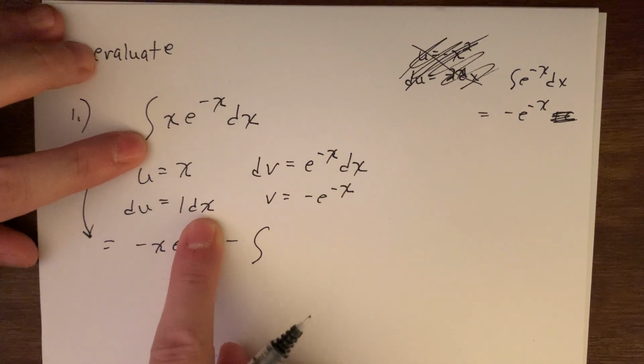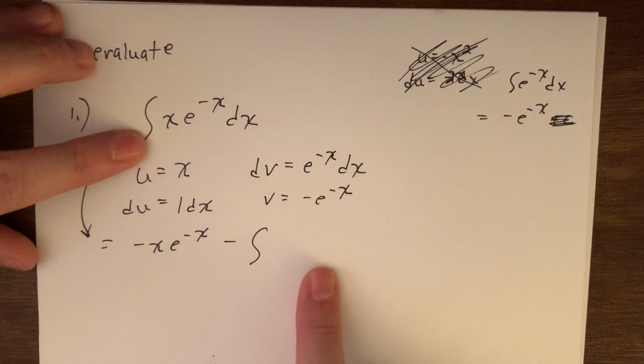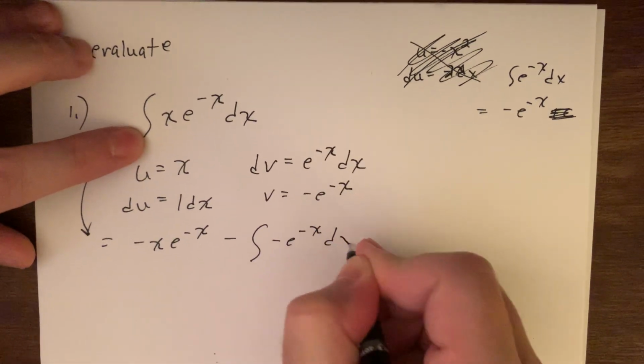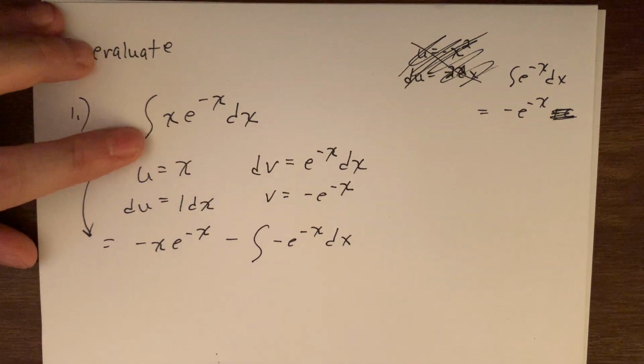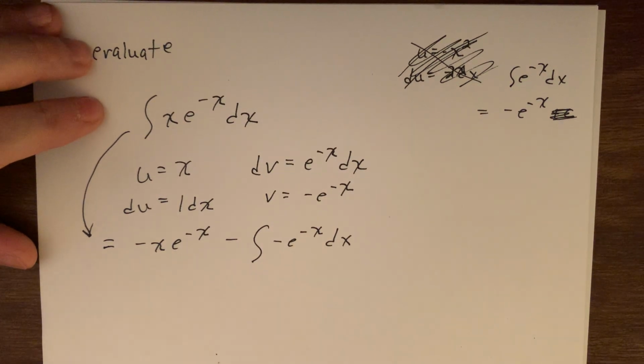So again, everybody, some people ignore these things and they get some correct answers, but it's a real poor use of notation. Don't do that. Embrace the notation. Don't try and fight it. So v du: minus e to the minus x times 1 dx. The times 1 is not necessary. And now we really get to start to see how integration by parts really works.